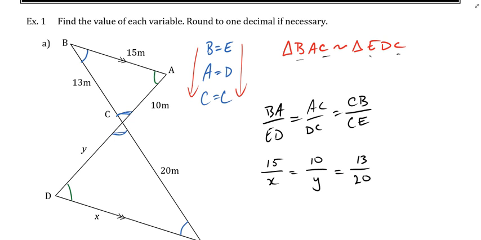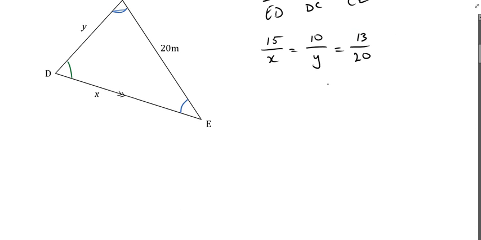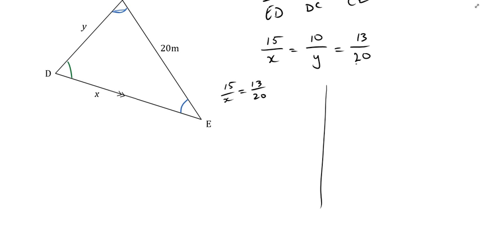So now what do I do to do the rest, Summer? Yep. 15 over X equals 13 over 20. Yep. Okay, good. And so what Summer's saying is you can't solve with all three in there. So we're breaking it up into like two separate questions, right?